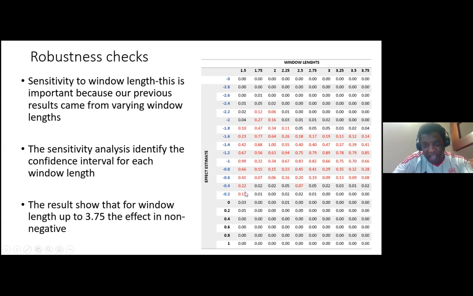length. And this red portion just shows you the confidence interval for the treatment effect estimate based on varying window lengths. What we pick up here is that the effect is negative, non-positive throughout, at least between the window 1.5 and 3.75. So for people whose age is 1.5 or 3.75 away from the threshold of 60, the estimate is negative, and the confidence interval of the estimate doesn't cross the 0 point.